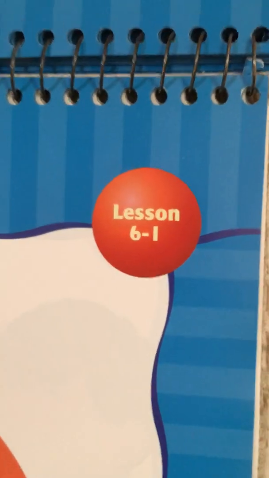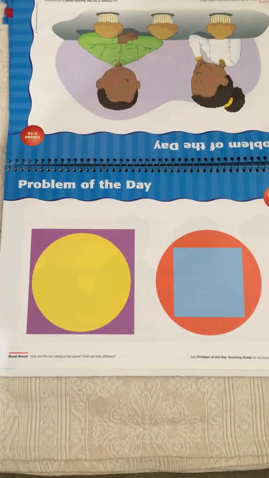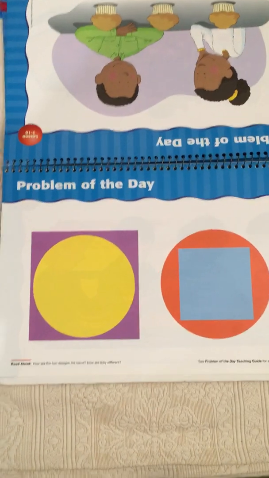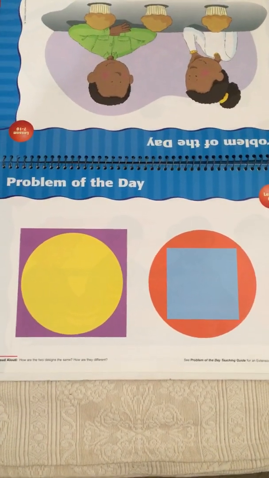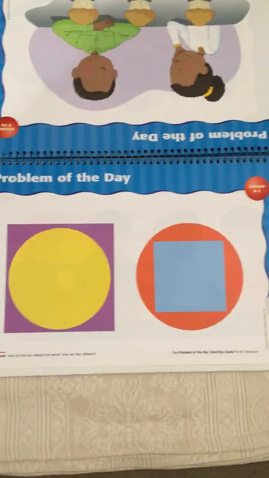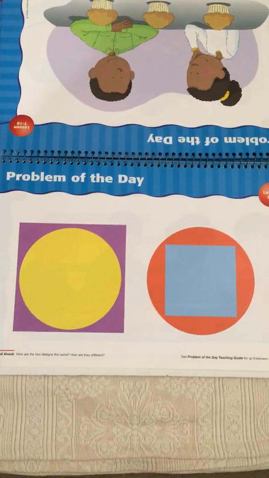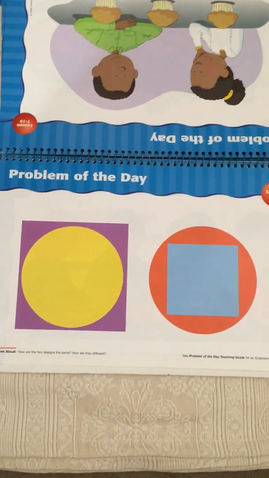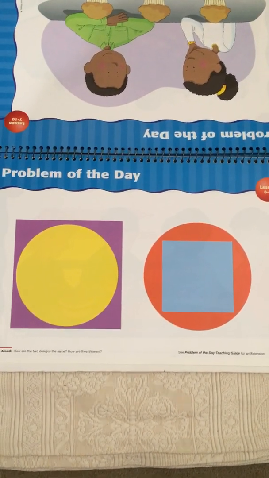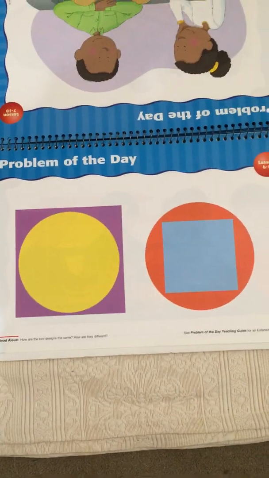Okay, lesson 6, chapter 1. Yeah, these are so fun. I love looking at the kind of shape designs. They kind of fool you at first, make you really think. So the question is, how are the two designs the same? You can use color, you can use shape, you can use position. Anything else that you can use, let me know. And tell me how they are the same and how they are different.